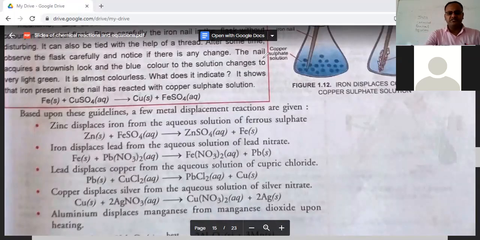Why is iron displacing copper? Because iron is more reactive. Because if you compare the reactivity series, we can say it is more reactive.